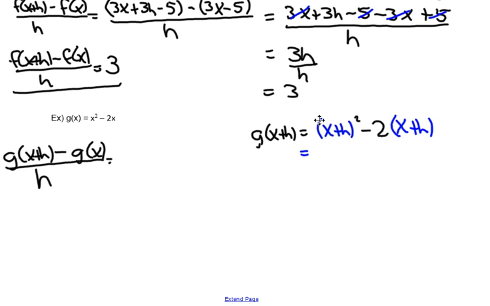Okay. So simplify, that's going to be x squared plus 2hx plus h squared minus 2x minus 2h, distributing the negative 2 here. No like terms to combine, so there's g of x plus h. So go back to the definition. We now know what g of x plus h is.